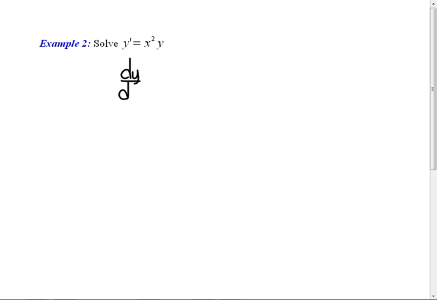dy/dx is equal to x squared y. And then I've got a lot of AP problems. But I'd like to finish yesterday's. I know some of you did finish yesterday's. So what we're going to do is multiply by dx.